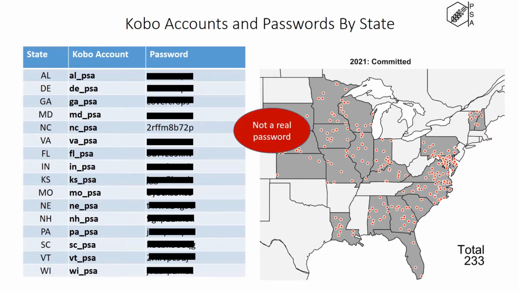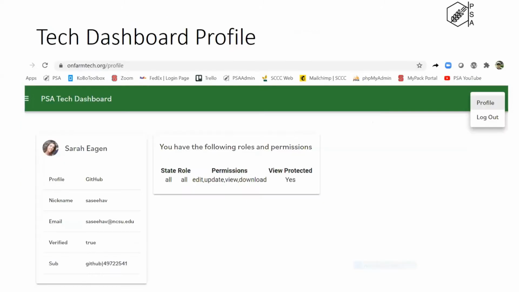These state accounts and passwords are stored in an encrypted database that is linked to our tech dashboard. In the near future, you will be able to find your state's password by logging into your individual tech dashboard account at onfarmtech.org, the same place you enroll sites. But since your profile is linked to your state, your password for your state's account will live here. But until we build this feature, for now, you will email Sarah for your password. My contact information will be at the end of this video.